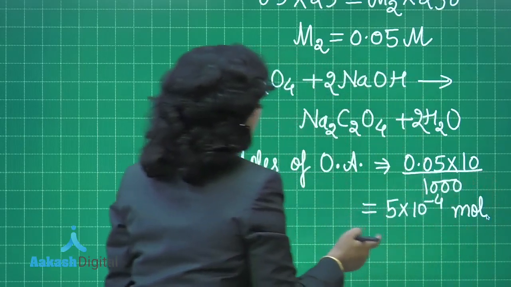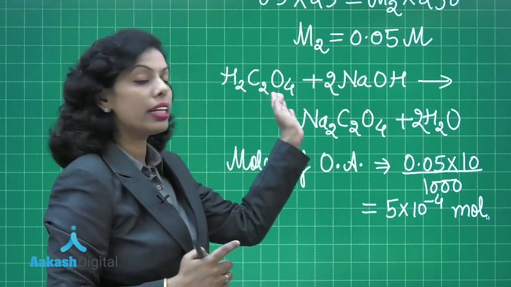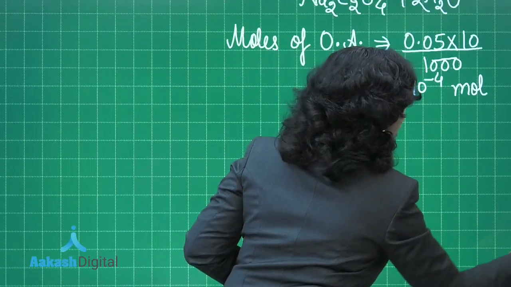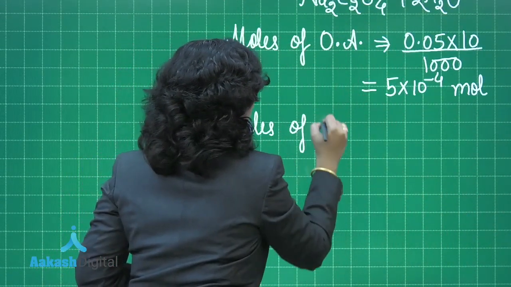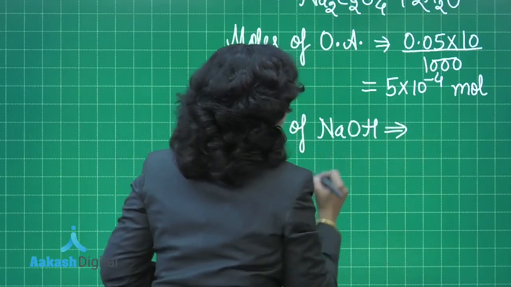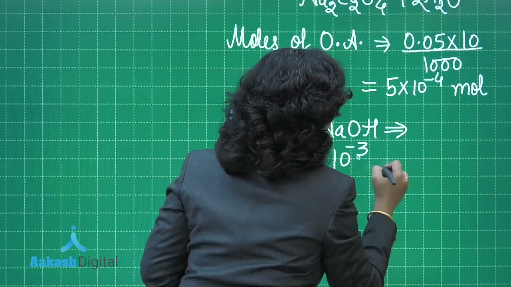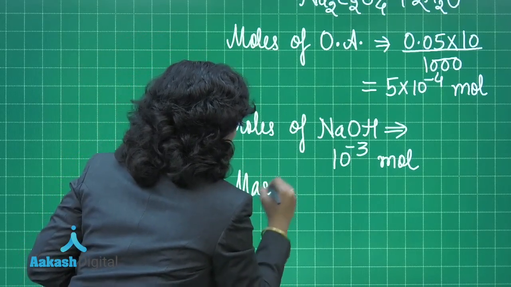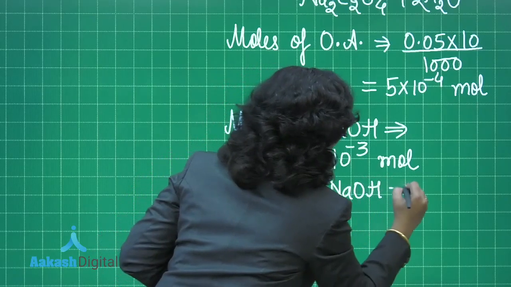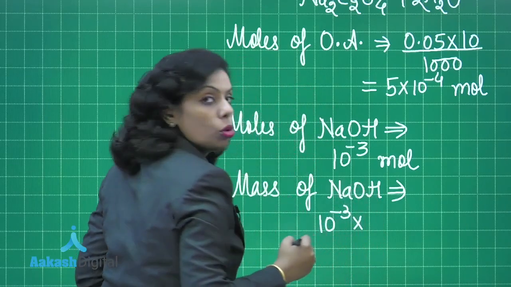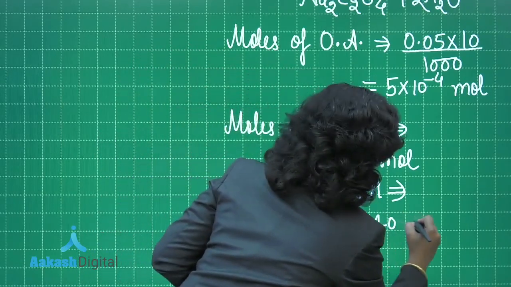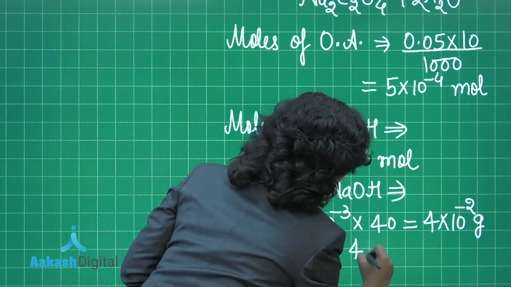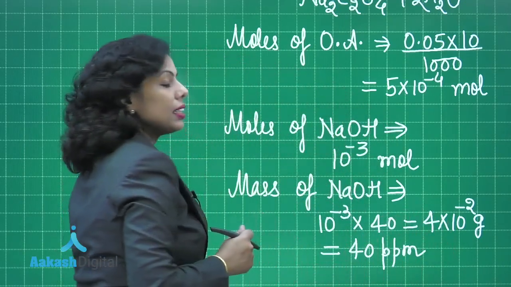These are the moles of oxalic acid, and if you compare this with the amount of NaOH, with the help of the chemical reaction, we can easily find that 1 mole of oxalic acid requires 2 moles of NaOH. So definitely in this case, the moles of NaOH required would be 10 raised to the power minus 3 mole. And if these are the moles of NaOH required, then the mass of NaOH you can easily calculate, that would be equal to moles into the molar mass, that is 40 gram per mole. So I'll multiply here 40, and this would be 4 into 10 raised to the power minus 2 gram. And if you change it to ppm, it is 40 parts per million. And that is the answer that we require in this question.